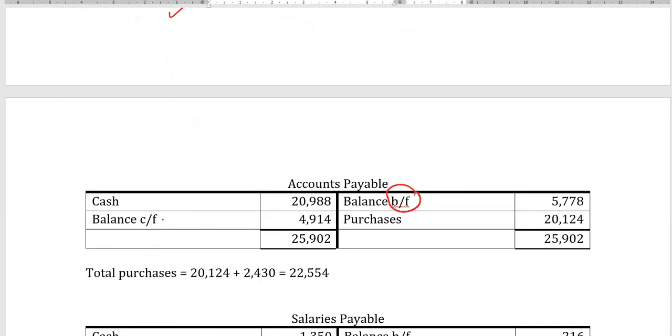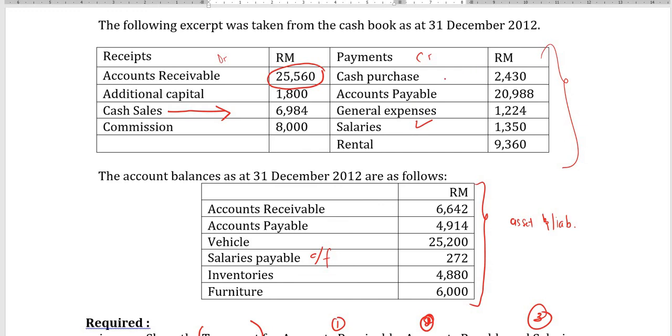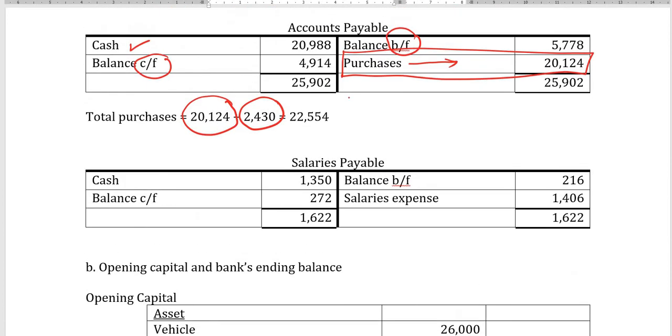Okay, AP pun kita buat benda yang sama. So this is your beginning balance, this is your ending balance. Purchase ni ambil daripada cash book. Okay, sebelah credit, sebab dia purchase kan, you need to pay for it. Sorry, the cash you need to find sebelah credit di cash book. Okay, so purchase ni is the amount that you need to calculate. Okay, so this is your credit purchase. Yang ni 2430 is your cash purchase. Okay, cash purchase kita ambil yang ni 2430. Okay, so you akan dapat purchase 22554.